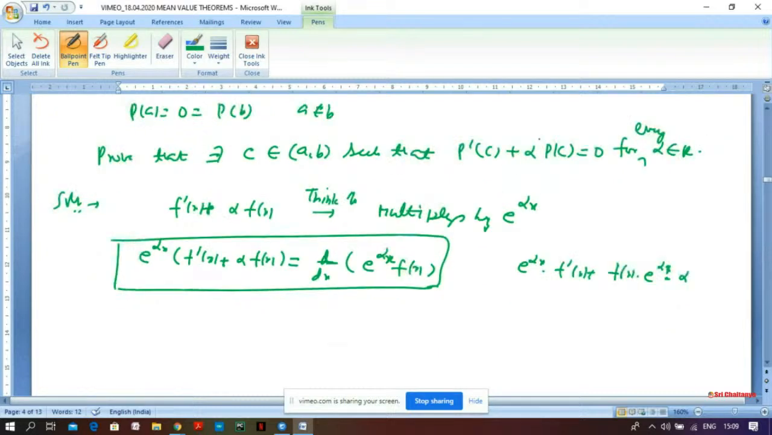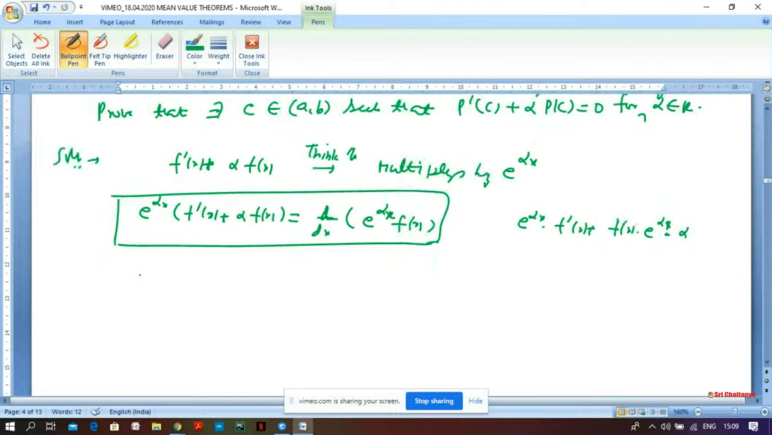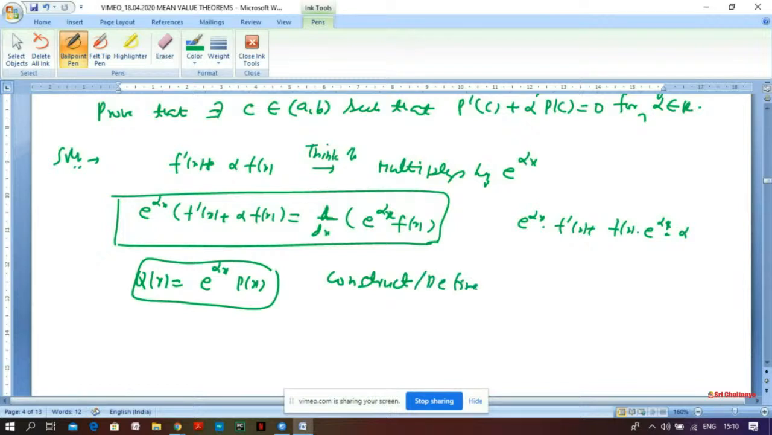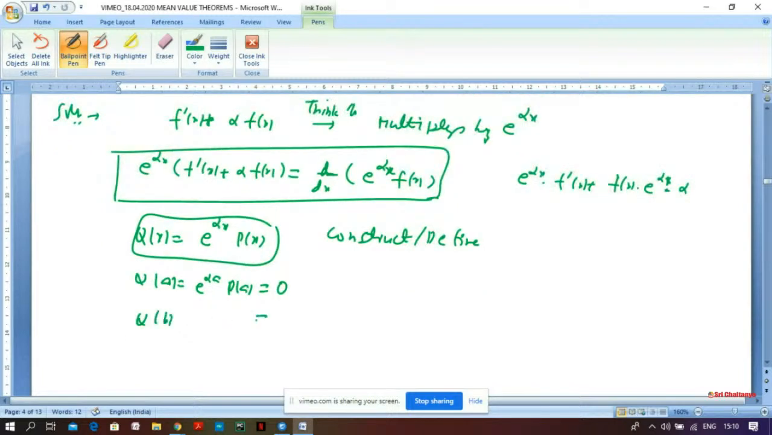So I will construct this. I will construct one polynomial q x, or some function q x, equal to e to the power alpha x times p x. This is my construction. So construct a function. It's common for mathematicians to construct auxiliary functions to serve their objective. So I construct, I define, I set up some function. q x is this. Now q of a is e to the power alpha a times p of a. So q of a is again 0 because p a is 0. And similarly, q of b also is 0.